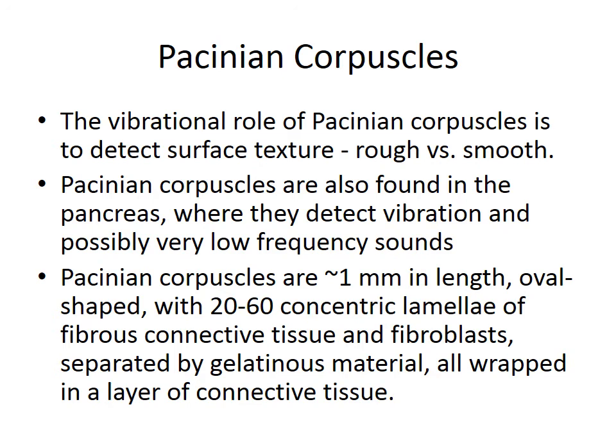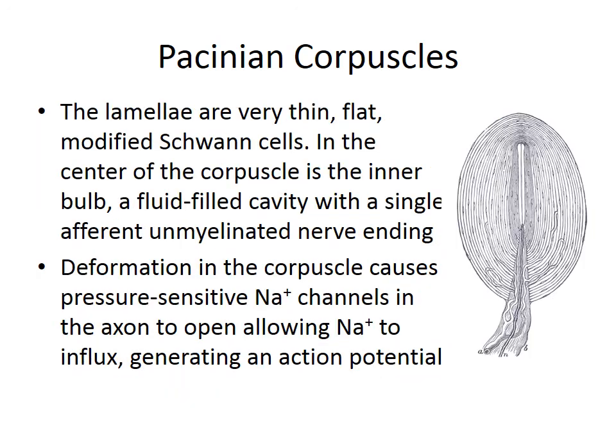Pacinian corpuscles are about 1 millimeter in length, so they're pretty big. 1 millimeter you can actually see with the naked eye. They're oval shaped, and they have about 20 to 60 concentric lamellae of fibrous connective tissue and fibroblasts separated by gelatinous material, all wrapped in a layer of connective tissue. Let me show you a picture. Here, the lamellae are very thin, flat, modified Schwann cells. If you follow one over here, it just keeps going around, and around, and around, and you finally get to this area.